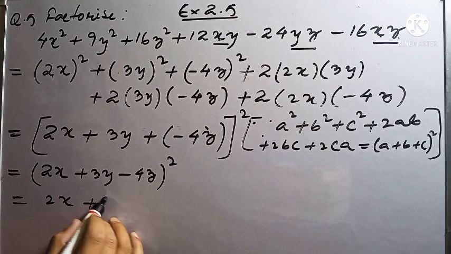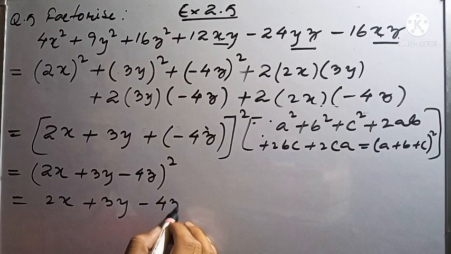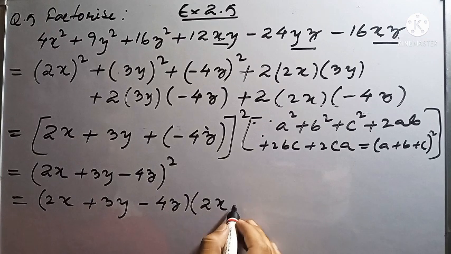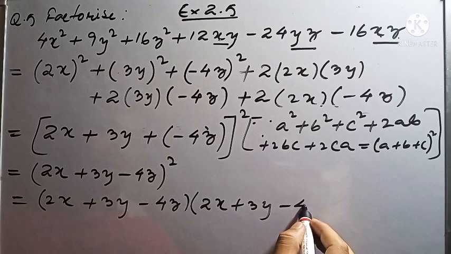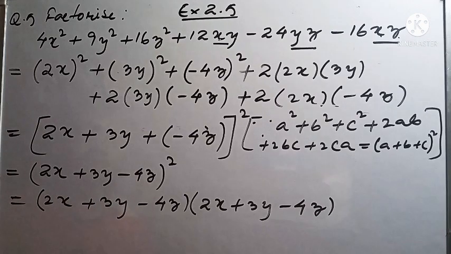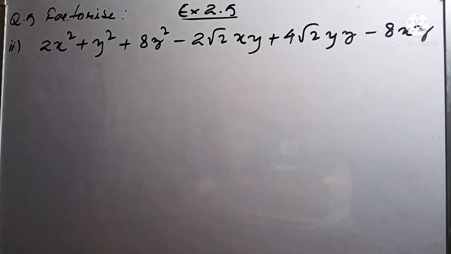Twice x plus thrice y minus 4z. One time, and again let me write one more time. Twice x plus thrice y minus 4z. So after this we'll move to the next question. Okay, we have the second question now.